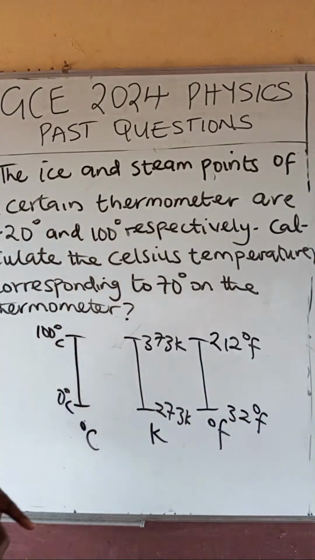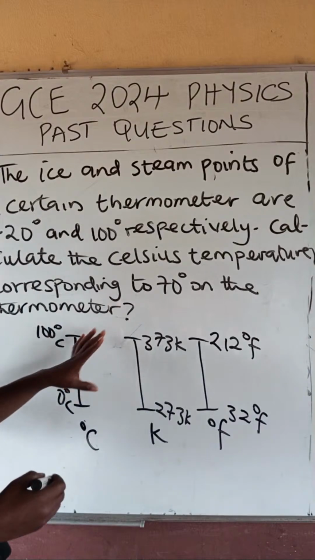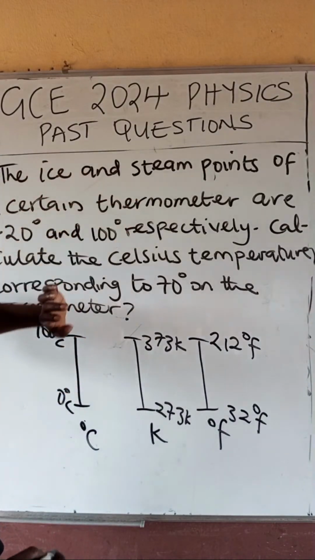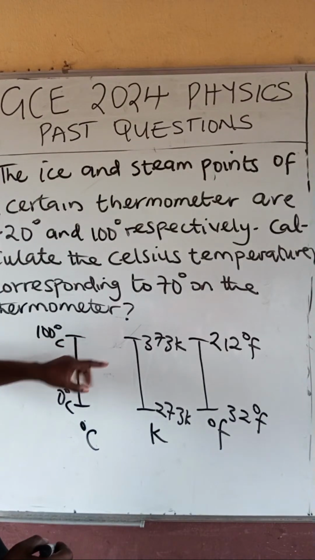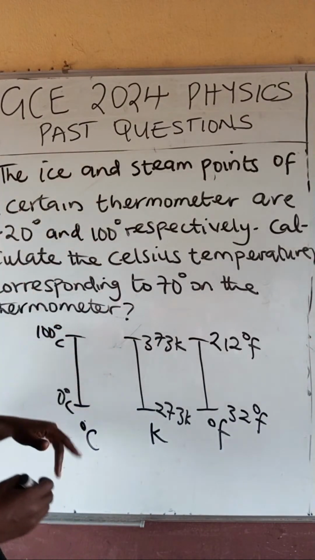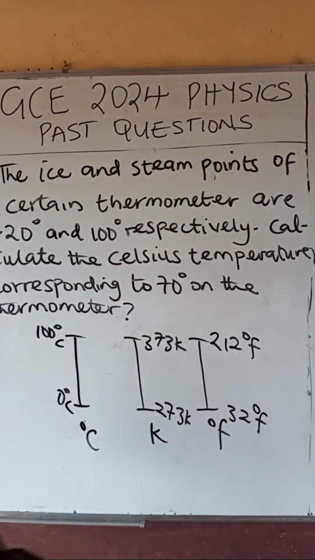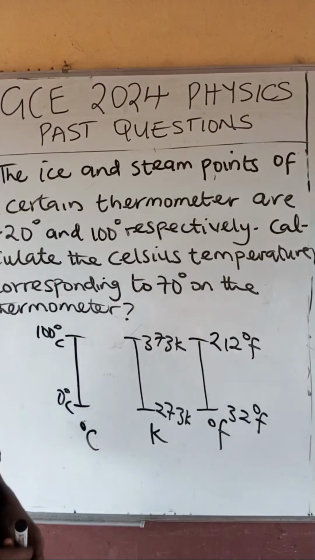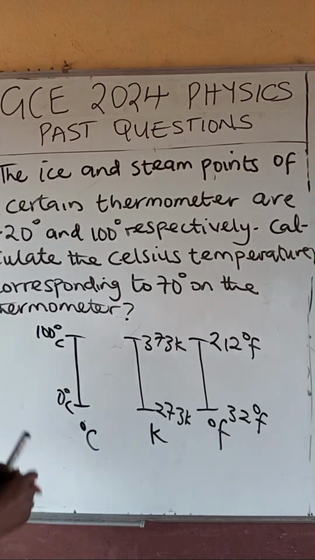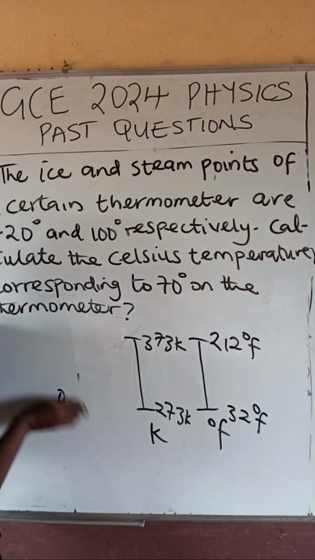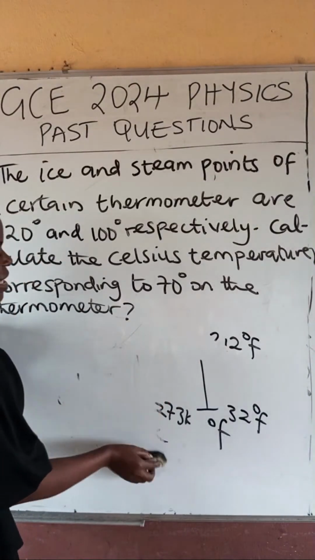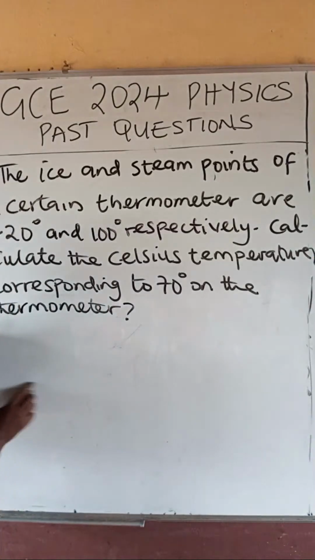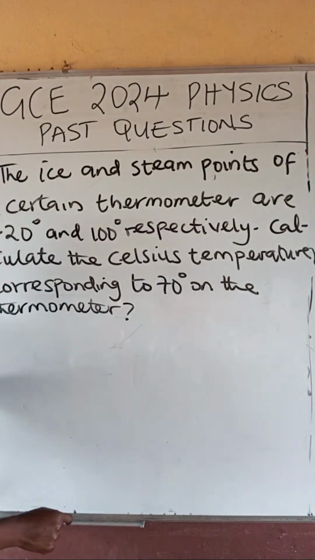Is that okay? All right, so we are asked to compare this thermometer given to us with the Celsius temperature. We are going to compare it with this Celsius scale. But the three scales we have are the Celsius, Kelvin, and Fahrenheit. So let's see how we can use the application of this to solve our problem. I must know that any thermometer has two fixed points: the upper fixed point and the lower fixed point.